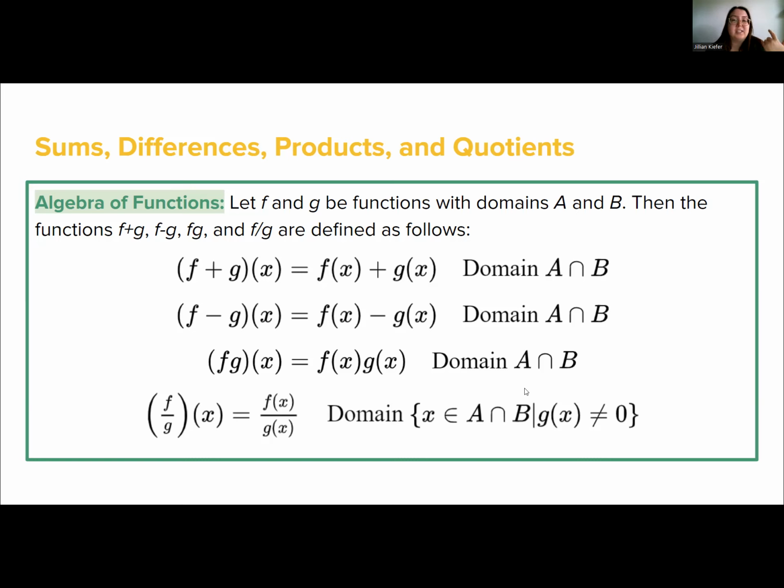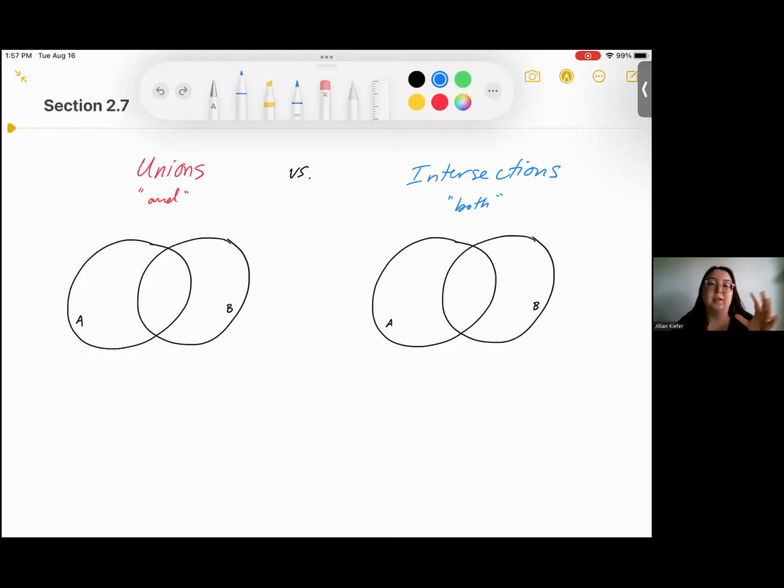So, all right, let's go ahead and first take a quick look at the difference between unions and intersections in our notes, just so we can get a little bit of a view of what we're talking about when we say unions and intersections and the difference there.